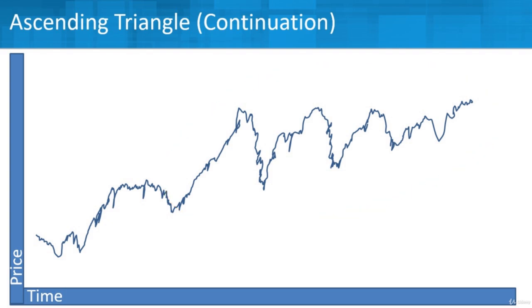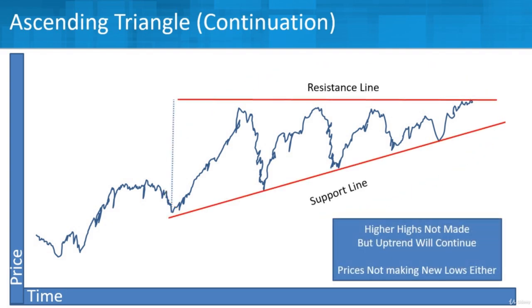And do you see it? Well, let's put in those resistance and support lines here. And now hopefully you can see the triangle as it's forming here. You can see that higher highs were not made, but the uptrend is going to continue on this. And the prices don't reflect new lows either. They're trading within that resistance and support line, those lines up there. And you can see how they're converging together.